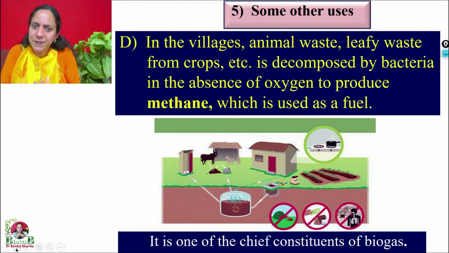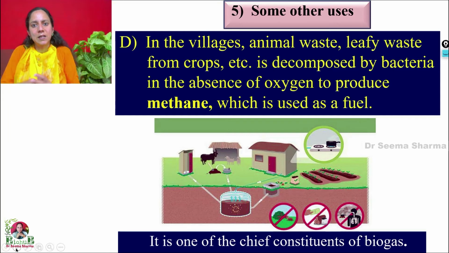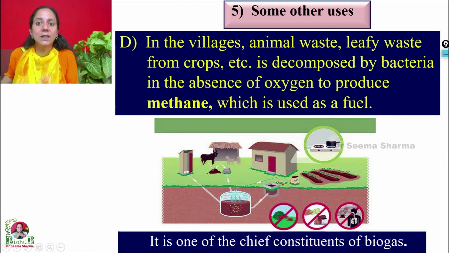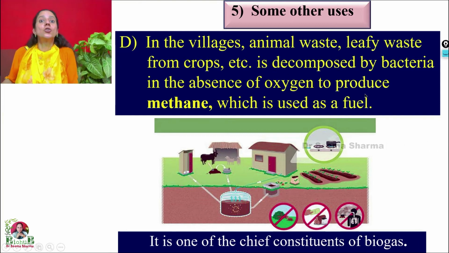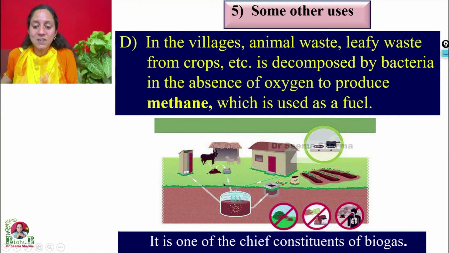So in villages, most of the farm owners decompose animal waste and leafy crop residue, etc. in the absence of oxygen to produce methane in specially designed containers, and that is used as a biofuel for cooking food. So with this, we are through with the usefulness of friendly microscopic organisms.